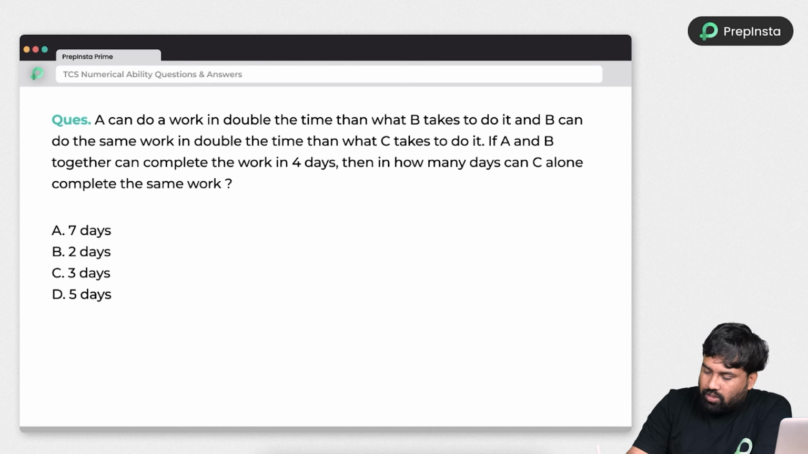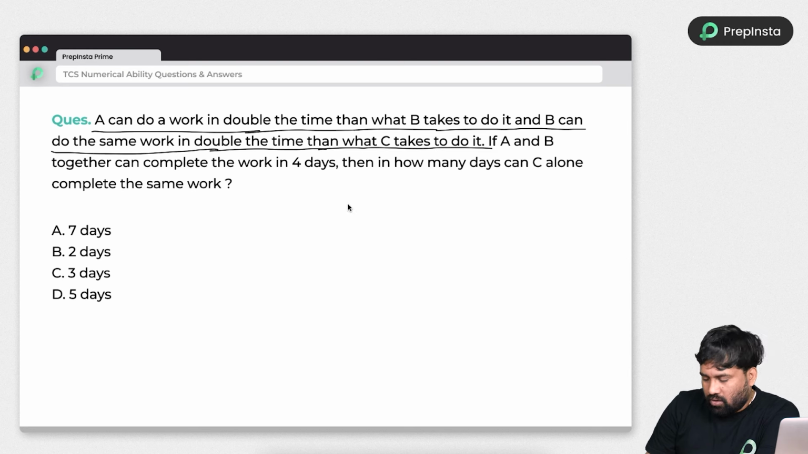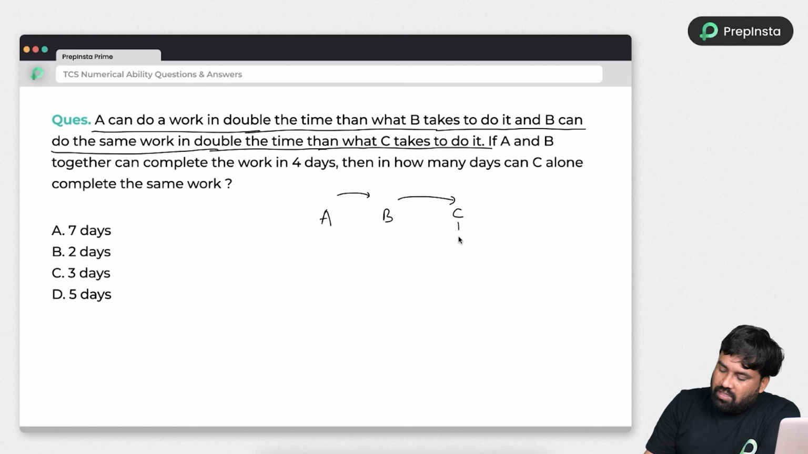Let's look into the next question. A can do a work in double the time than B, and B does the same work in double the time than C. What does C take to do it? So again, A depends on B and B depends on C, so I have to start with C, right?